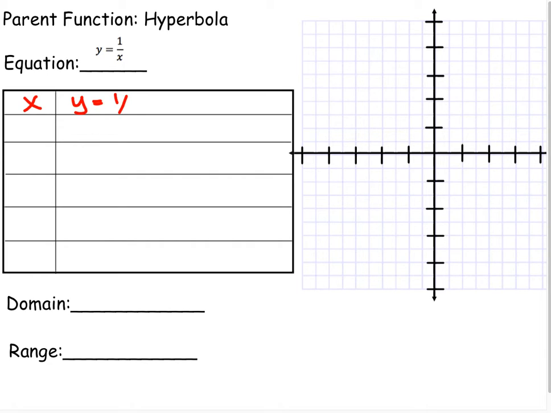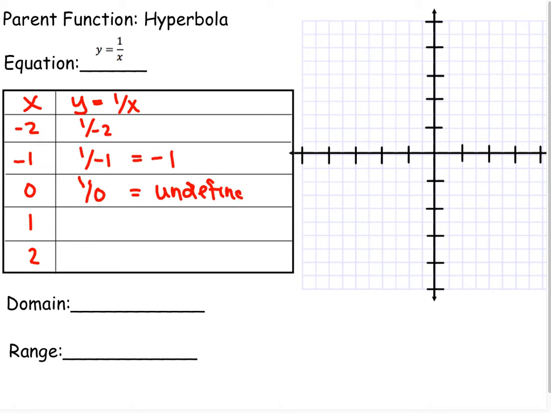And then we're going to evaluate it for 1 over x. So we'll substitute some numbers in: -2, -1, 0, 1, and 2. So we substitute -2 in, and we get -1/2. Substitute -1 in. Simplify that, you get -1. Substitute 0 in. You get a number that does not work. So we call this undefined. You're going to have an asymptote, a vertical asymptote at x equals 0.